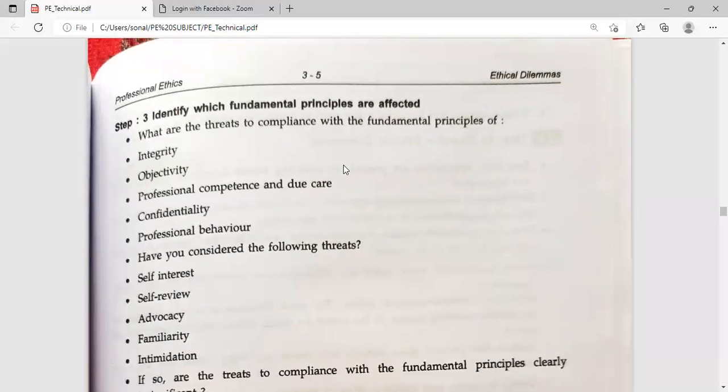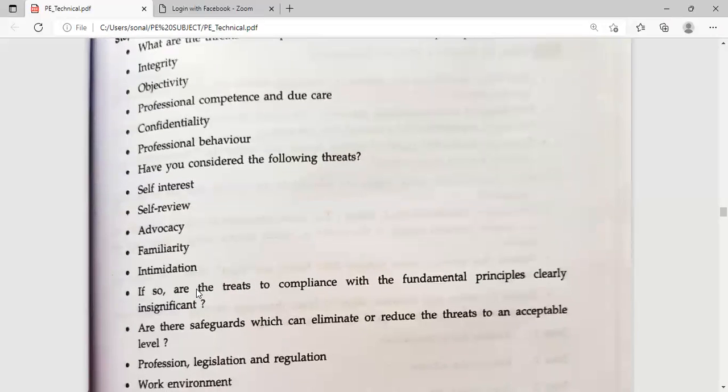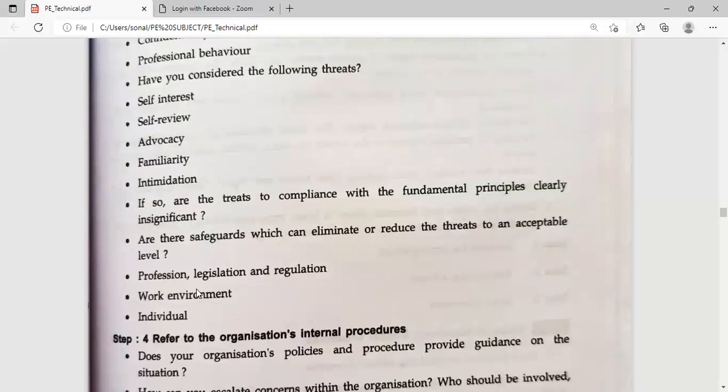जैसे एग्जाम्पल हमने दिए, what are the threats to compliance with the fundamental principles of integrity, objectivity, professional competence and due care, confidentiality, professional behavior? Have you considered the following threats: self-interest, self-review, advocacy, familiarity, intimidation? If so, are the threats to compliance with the fundamental principles clearly insignificant? Are there safeguards which can eliminate or reduce the threats to an acceptable level?